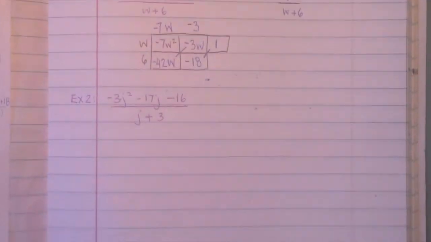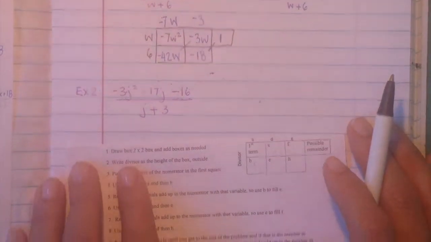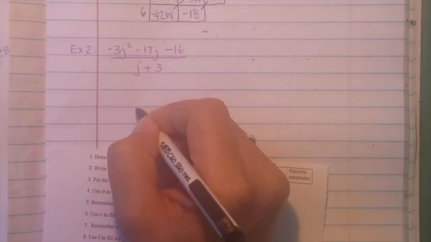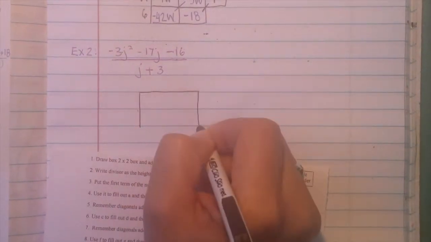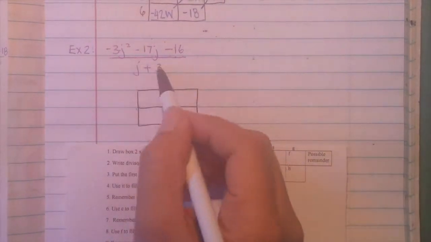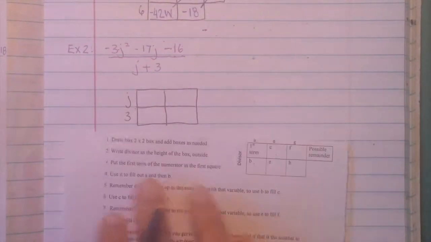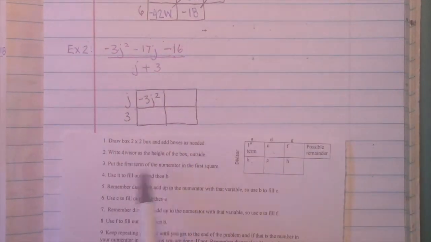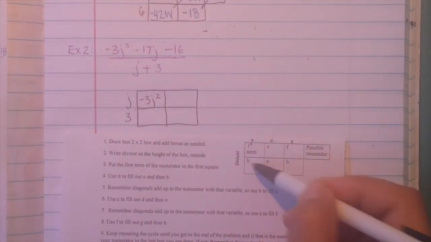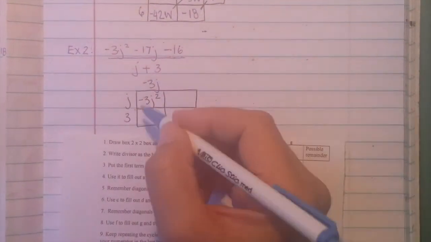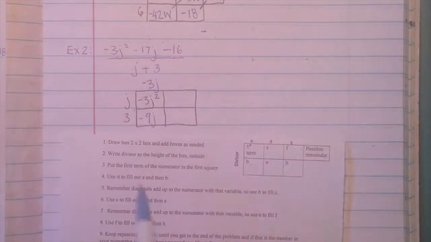So again, you're going to draw your 2 by 2 box. You're going to add more boxes if you need them. Write the divisor as the height, so j plus 3 is the height. Put the first term of the numerator in the first box, so negative 3j squared goes there. Then you're going to use that to find what goes to A and B. So j times something is negative 3j squared, so negative 3j. Use that to find the bottom box, negative 9j.